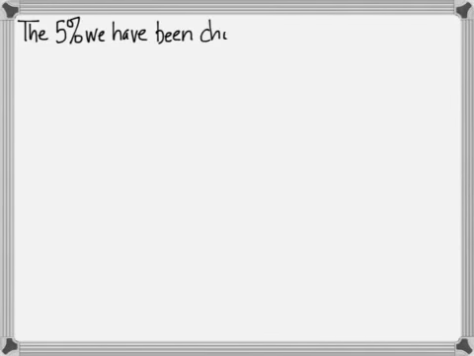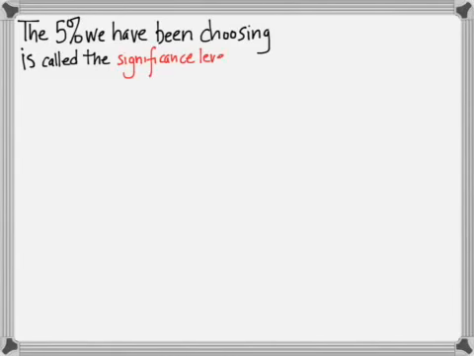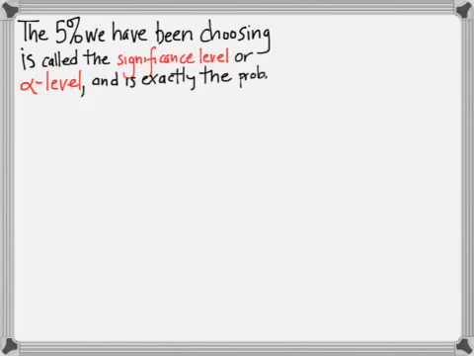So the 5% we've been choosing is called the significance level. Just going to let this type out here. The 5% we've been choosing is called the significance level or the alpha level, and it is the probability of a type 1 error. It's the probability of rejecting the null hypothesis given the null hypothesis was true. You made a mistake. It wasn't a mistake in computations, just by chance.